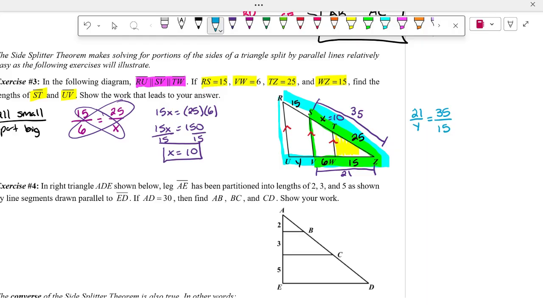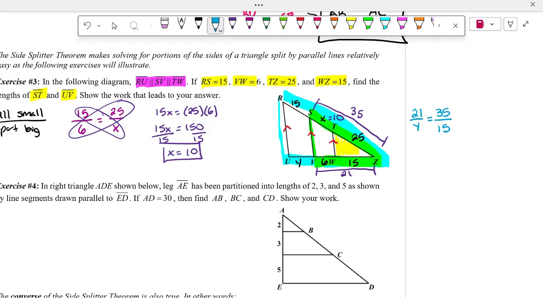Like I said, the funny thing is that the math itself is actually simple. It's just setting it up. All of the small over part of the big, and it has to be on the same side. So this first one, 21 over y. 21 is all of the small triangle.